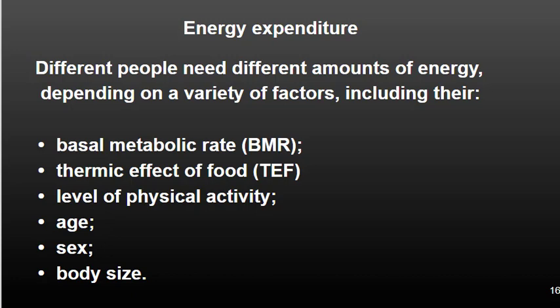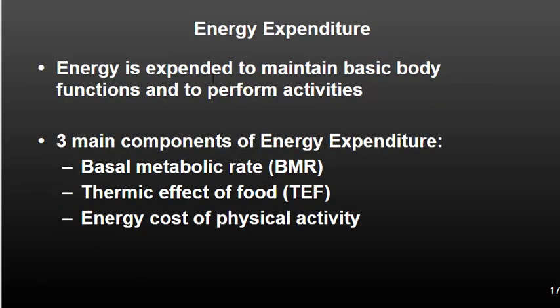Our sex also affects energy. So we see that the males actually need more energy because they tend to be bigger than females, and our body size. So a person that's taller or bigger will actually have more lean muscle mass and will actually need more energy. So in terms of energy expenditure, we've got three main components. That's the basal metabolic rate, thermal effect of food, and physical activity.